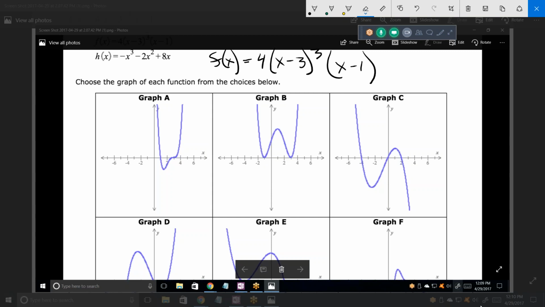And if the exponent of x is even, they said that it behaves the same way on both sides. It'll either rise to the right and left or fall to the right and left. And if the leading coefficient is positive, then it will always rise to the right. So. Okay.